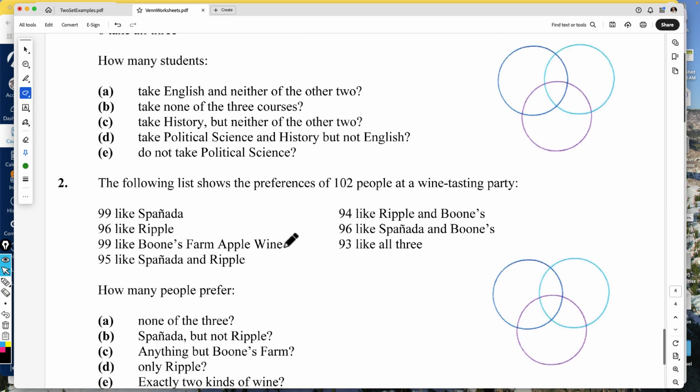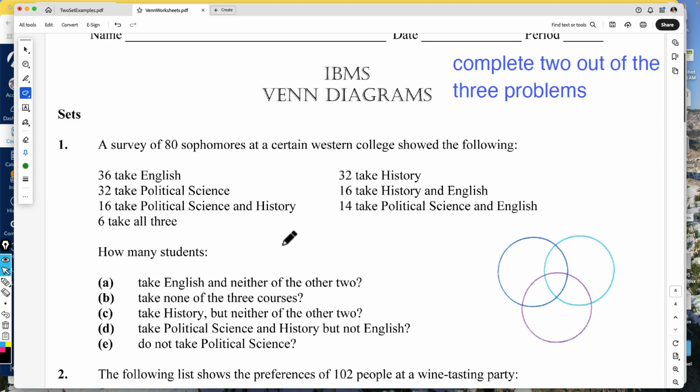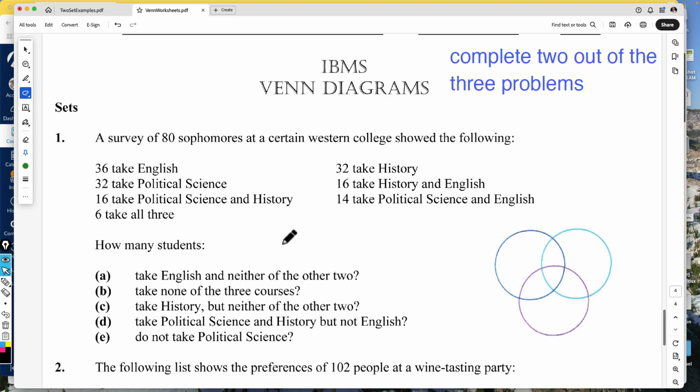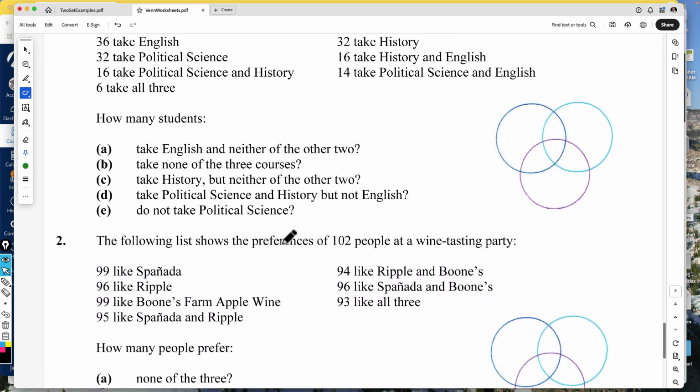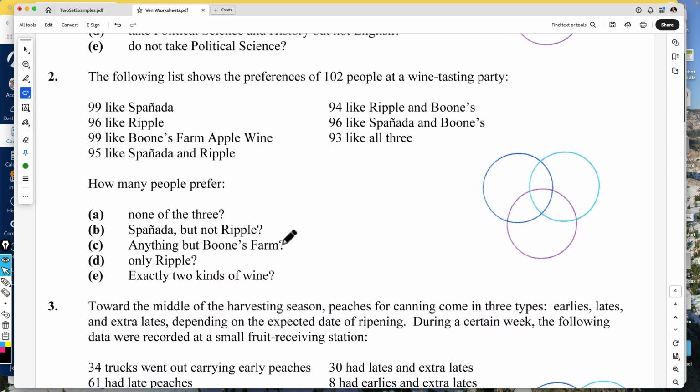Which one do you want to do? 1, 2, or 3? Doesn't matter to me. 2. Okay, we'll do 2. Just to let you know, I did 3 with the other group, so if you want to, you could watch that part of the video and have it done, but I think you'll be fine.